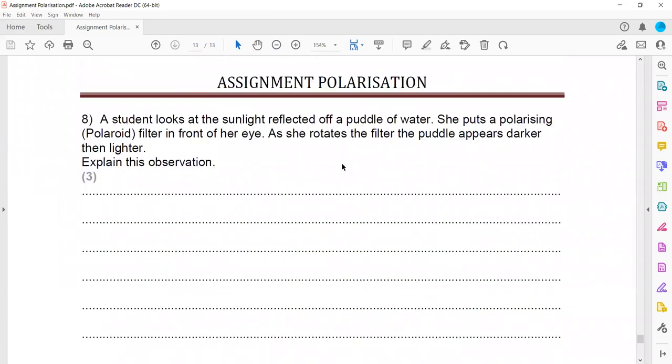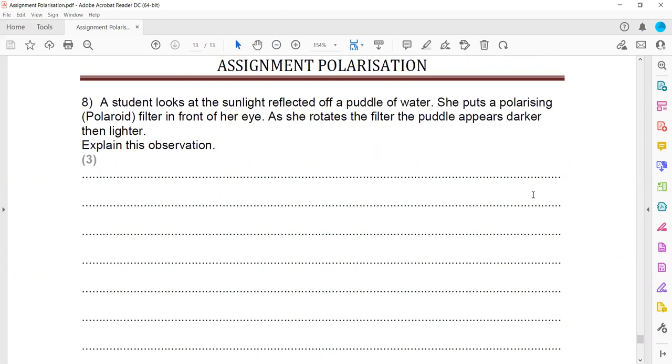Then question 8. A student looks at the sunlight reflected off a puddle of water. You can see similar questions are there. She puts a polarizing filter in front of her eye. As she rotates the polarizing filter, the puddle appears to be dark then lighter. Explain this observation.